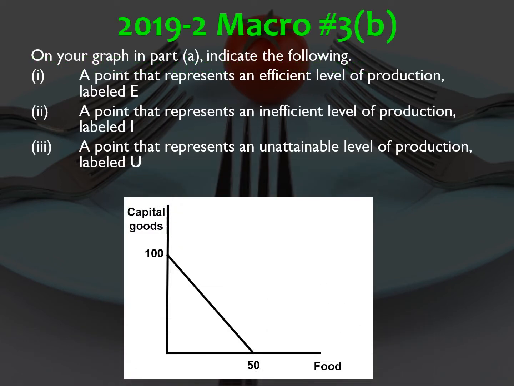B, on your graph in part A, indicate the following. 1, a point that represents an efficient level of production labeled E, a point that represents an inefficient level of production labeled I, and a point that represents an unattainable level of production labeled U.